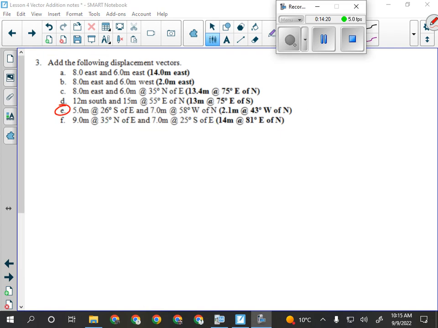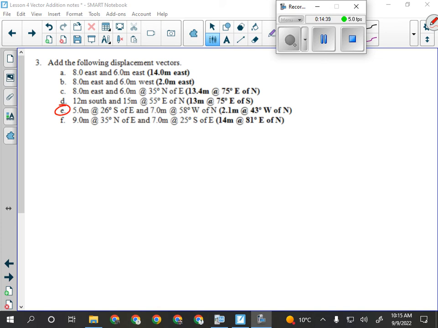Is the diagram tricky for this one? Yeah, super tricky. This is probably about as tough as the diagram gets. It really illustrates the importance of scale. My first one is 5 meters, 26 degrees south of east, and my other one is west of north. So I'm actually going to start down here so I've got room for it.